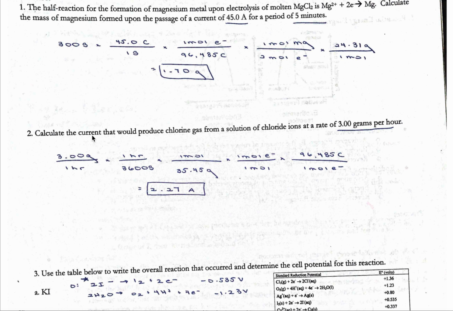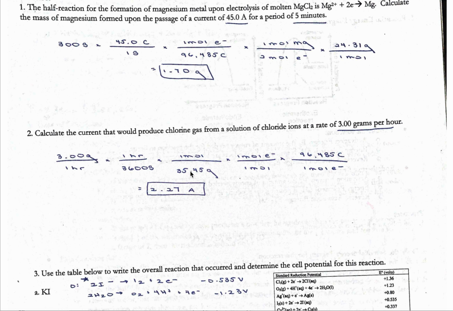So hold on one sec. Calculate the current that would produce chlorine gas from that at a rate of... So actually, I did this wrong. I used just 1 mole of chloride, right? 35.45. But since I'm producing chlorine gas, and that's the number of grams that I'm producing, this shouldn't be 35. It should be 35 times 2. So this would be 1.14 or 135 amps.